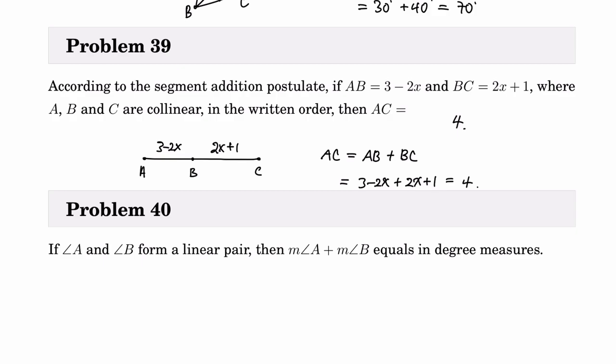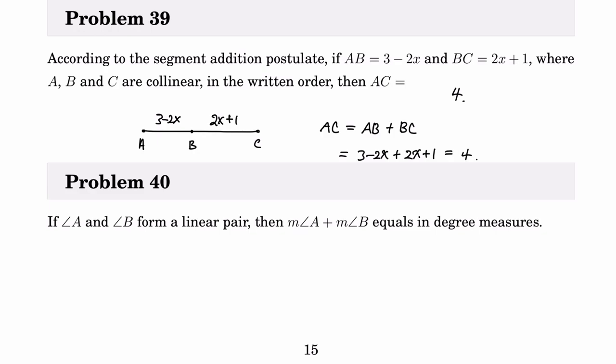Okay, so now the last question. Problem number 40. Angle A and angle B form a linear pair. Now, the definition of a linear pair suggests that A and B are adjacent angles first, and at the same time, they must be supplementary angle pairs. So in other words, if we have a linear pair, then definitely this implies that we have a supplementary angle pair.